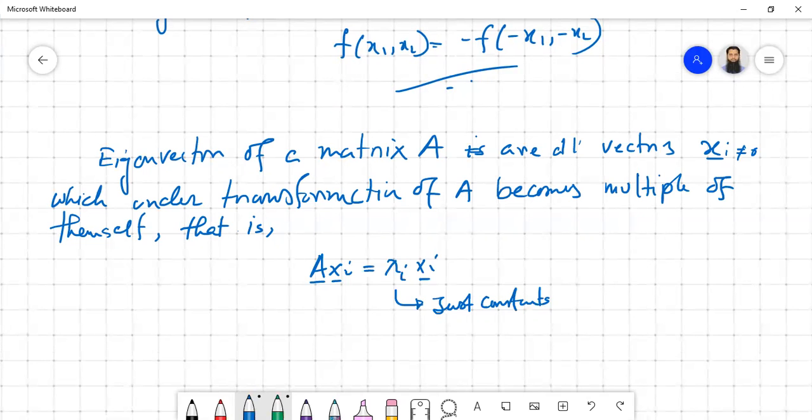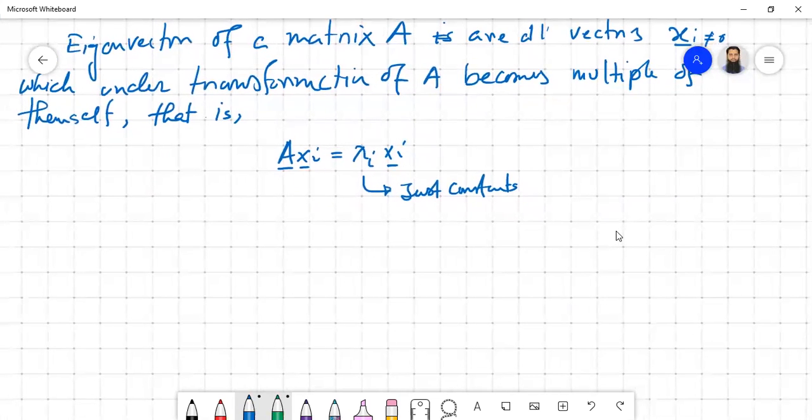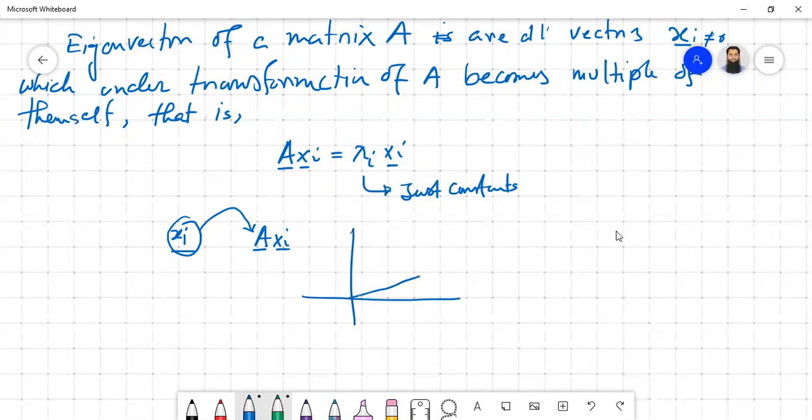What it represents, what it means, is also very important to understand. If you have a vector xi and you multiply it with a matrix A, these two have to be collinear. That means they have to be on the same line. If they're on the same line, then xi is an eigenvector of the matrix A. So graphically, this is what it means. If you have this vector xi, and you multiply with the matrix A, then somewhere here is your A xi.